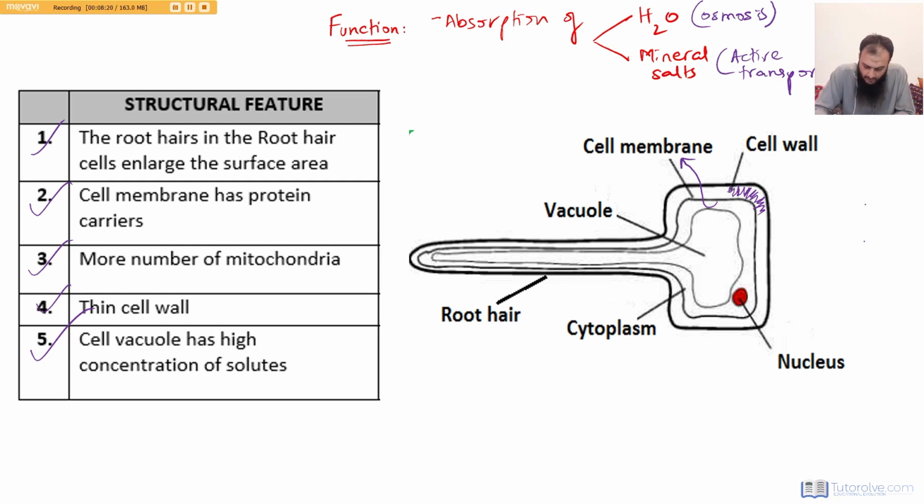And then you can see the central vacuole, and you can see the root hair. Remember, this is the root hair, not the villi, as some students would insist. And this entire thing is the root hair cell. Now, point number 1.